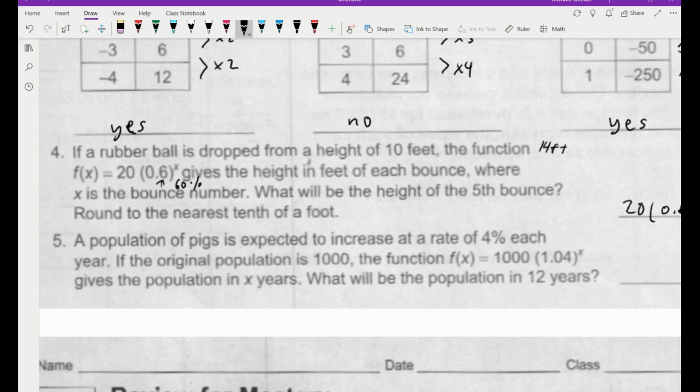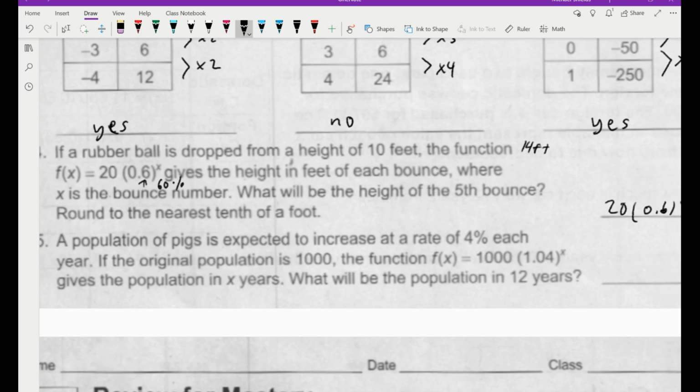Now let's look at the last word problem, number 5. A population of pigs is expected to increase at a rate of 4%. It's increasing, so it has to be greater than 1, and it's actually 1.04. That is the 4% increase. If the original population is 1,000, here's the starting population here of 1,000. Much like the last problem, instead of 20, the starting number here should have been 10.